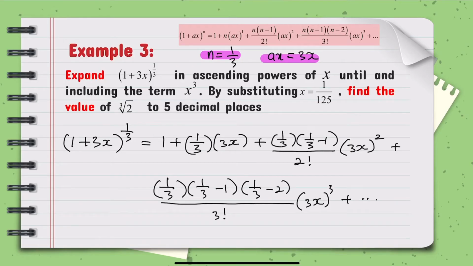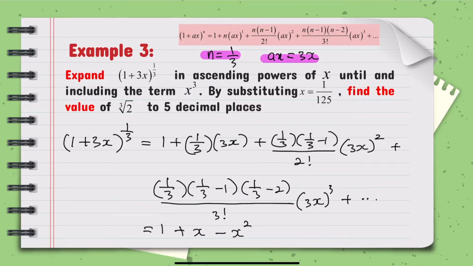Now, use your calculator and calculate each term correctly. So the first term is 1. Second term, 1/3 multiplied by 3x, this equals plus x. Next term, (1/3)(1/3 − 1)/2! multiplied by 3² multiplied by x². This equals negative x².